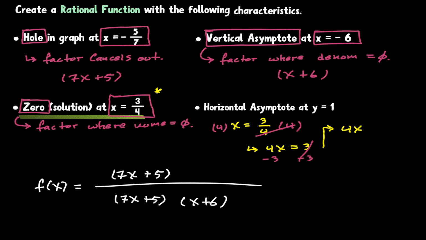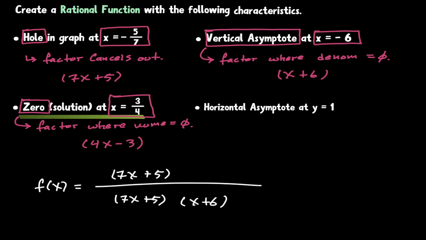Now we are going to get x equals 3, let's take away 3. So now we have the expression 4x minus 3 equals 0. Well, this is the factor that we are going to consider, 4x minus 3. That expression guarantees an output of 0 when x is equivalent to 3 over 4. So let's only place that in the numerator. So now let's move to the last characteristic.